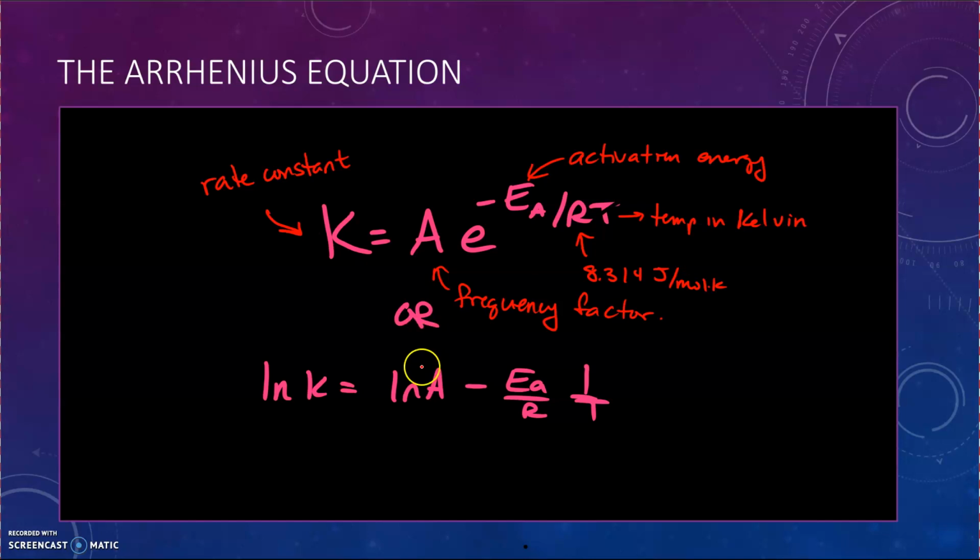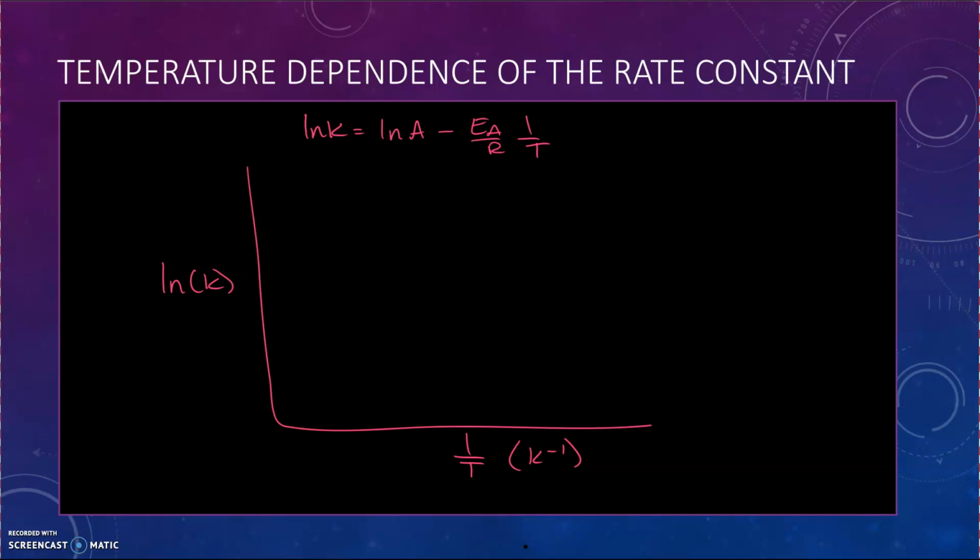And we could rewrite this as natural log of k is equal to natural log of A minus E_A over R times 1 over T. And I'm going to write it this way because it gives us an experimental way to get the activation energy if we so chose. And so the way it does that is if we take this equation and plot natural log of k, which is kind of our y here, this is going to be our b, okay? This will be our m, and that will be our x. Okay, so if we have k's at different temperatures and we plot this versus 1 over T, we would get a line with a negative slope.